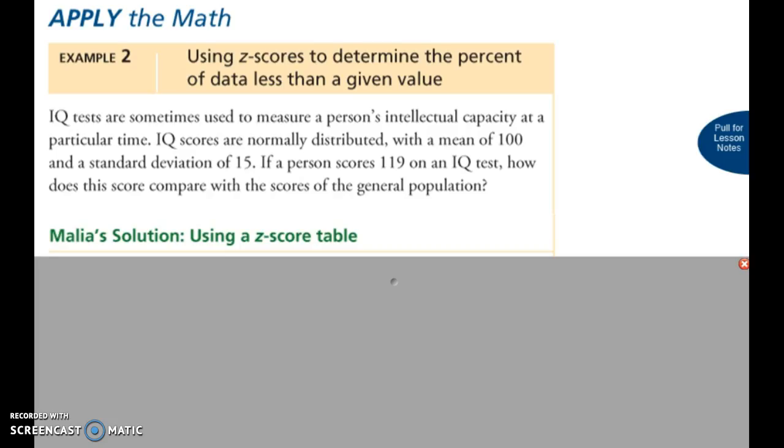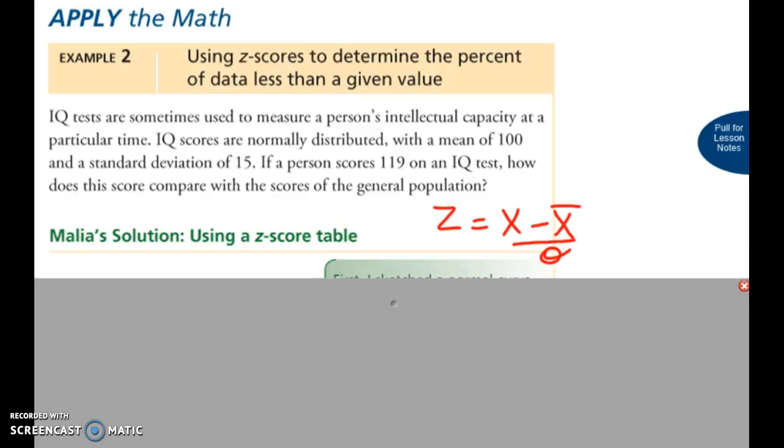Okay, example 2 says IQ tests are sometimes used to measure a person's intellectual capacity at a particular time. IQ scores are normally distributed with a mean of 100 and a standard deviation of 15. If a person scores 119 on an IQ test, how does the score compare with the scores of the general population? Okay, so using our z-score formula, our data, subtract our average, divided by the standard deviation.